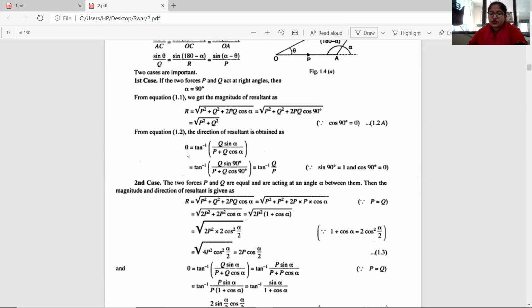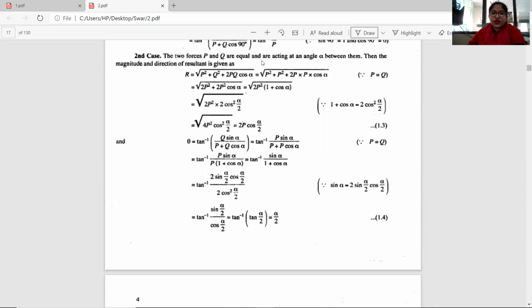Then my direction is also changed because of this alpha. What will be my direction? We have theta equals tan inverse of Q sin alpha upon P plus Q cos alpha. Then put the value of alpha as 90 degrees, Q sin 90 degrees upon P plus Q cos 90 degrees. The sin 90 degrees is 1, the cos 90 degrees is 0, then my tan inverse will be Q upon P.